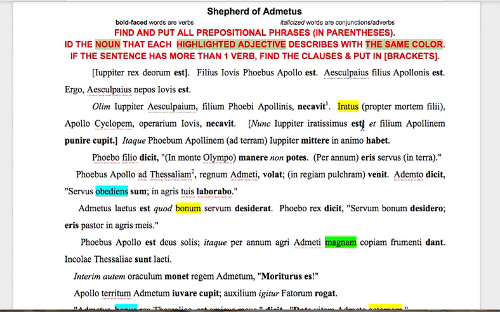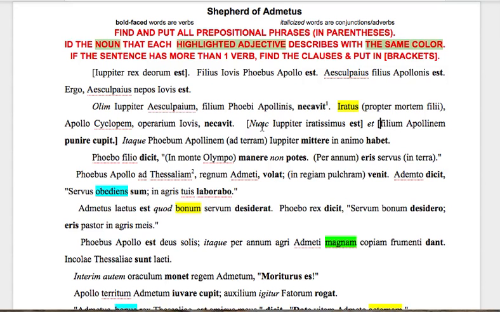But I cannot take anything from this set of words and move it into the next unit of thought, which starts after the conjunction with filium Apollinem punire cupit. Those words function independently of the other set, and we must translate filium Apollinem punire cupit as its own idea and connect that idea to the first idea with the conjunction that is provided for us.